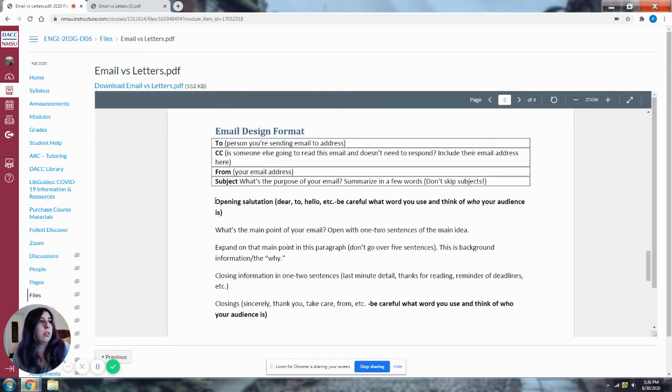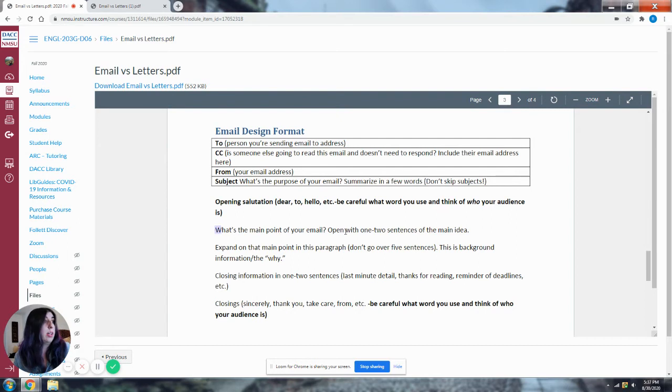And then the emails are short. Usually everything is aligned to the left. So think about that design principle of alignment where you don't need to indent anything. You can keep it all to the left like I have here. You need an opening salutation first. Again, the dear, to, hello, etc. Be careful which word you use and think of who your audience is. And then a comma here to move on into the message.